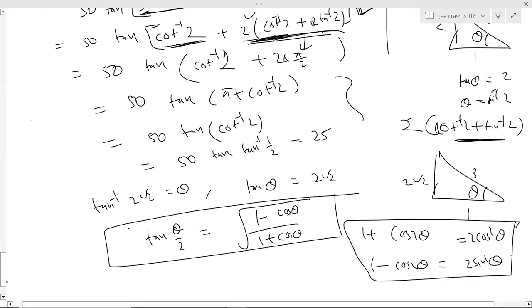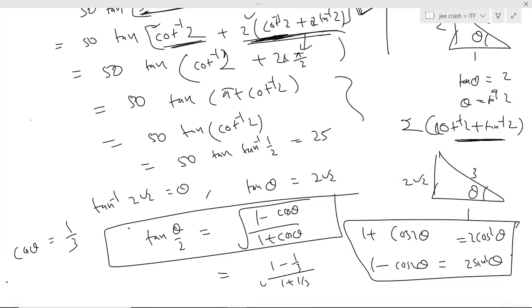Very, very important formula. So 1 minus cos theta, 1 plus cos theta, you can write tan theta by 2. From this triangle, you can find cos theta, 1 upon 3. So this is 1 minus 1 upon 3 upon 1 plus 1 upon 3. So 2 by 3, and this is 4 by 3. So 1 by 2 under root.